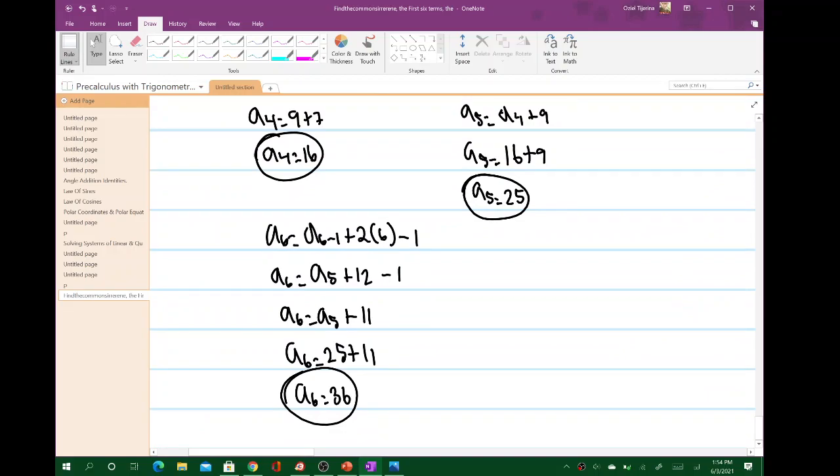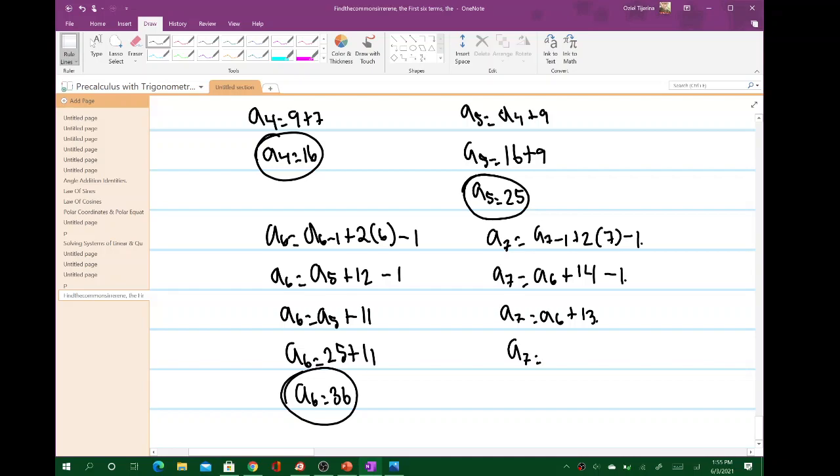Okay. Now a sub 7, which is finally the last term that we have to find. A sub 7 equals a sub 7 minus 1 plus 2 times 7 minus 1. So it's going to be a sub 7 equals a sub 6 plus 14 minus 1. And it's going to be a sub 7 equals a sub 6 plus 13. A sub 7 equals 36 plus 13.